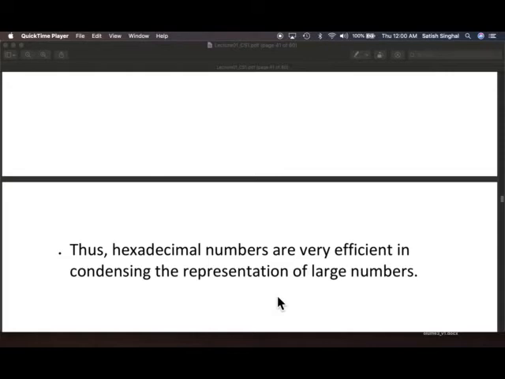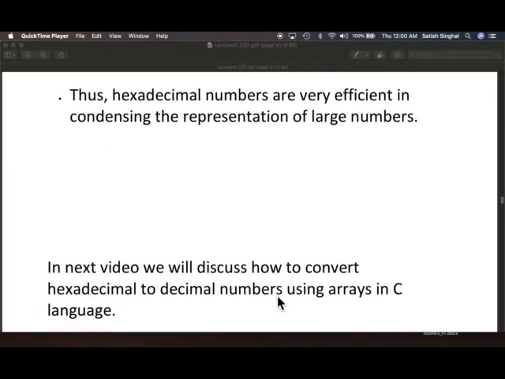Okay, so in video number 2, we'll have a procedure of how to convert hexadecimal to decimal numbers. And for the procedure, you can think of arrays being used in C, but that procedure will be kind of independent of any data structure.